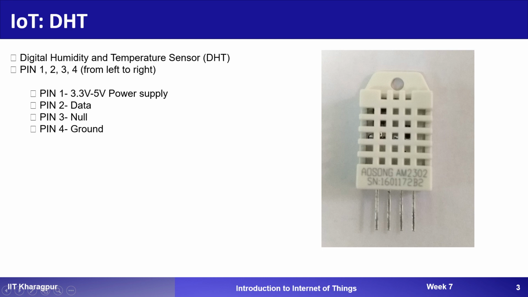Now this is the overview of your DHT sensor. We have already discussed that the DHT sensor is a digital humidity and temperature sensor which has 4 pins, that is pin 1, 2, 3, 4. Pin 1 is responsible for power supply, pin 2 is responsible for data, pin 3 is null, and pin 4 is the ground pin. We have already discussed the functions of the different pins of your DHT sensor.